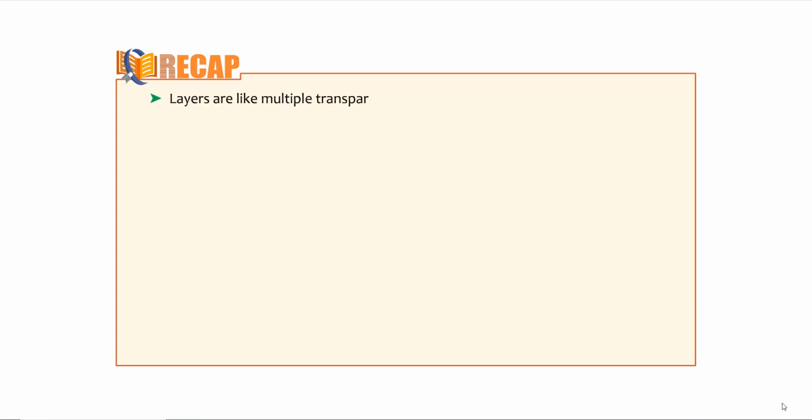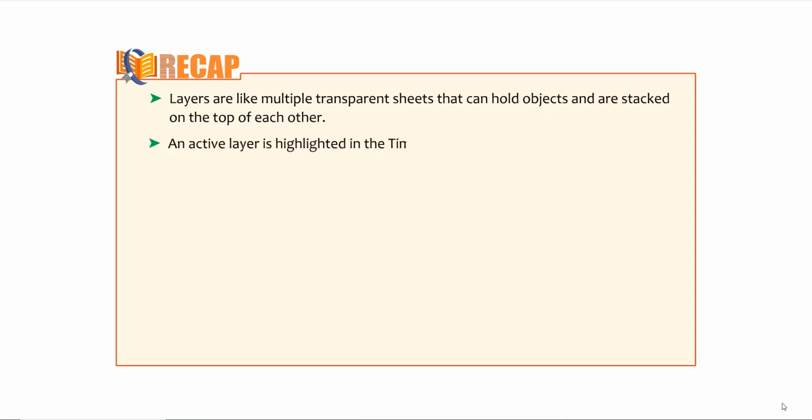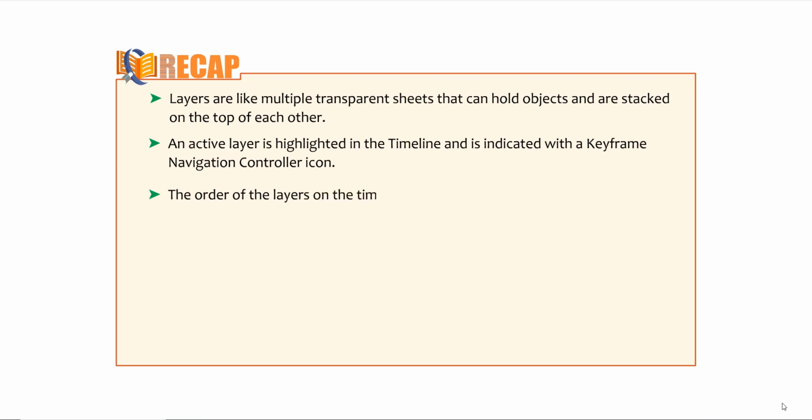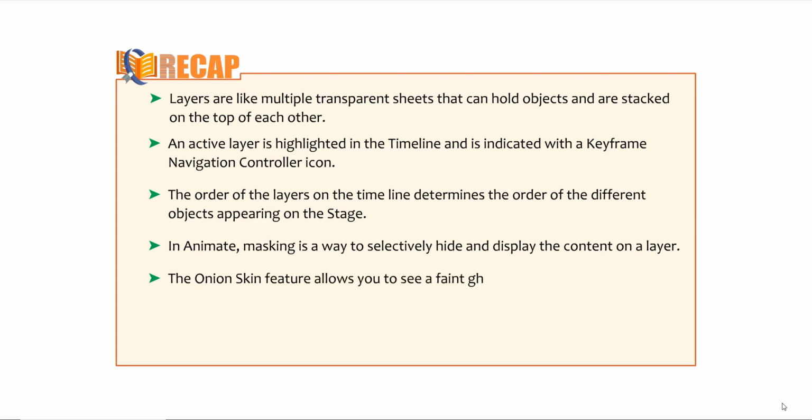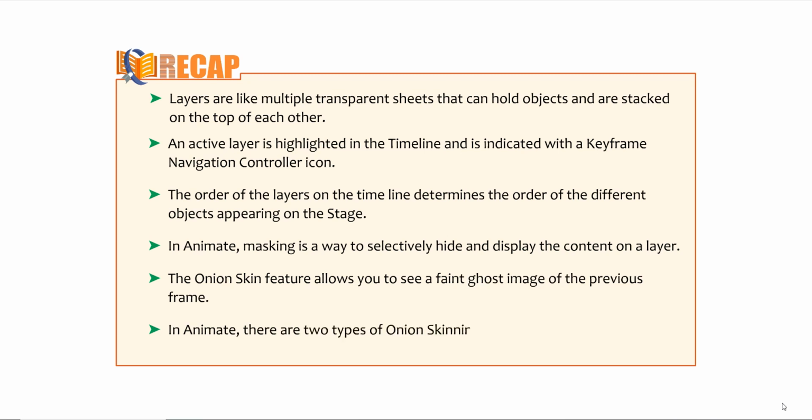Layers are like multiple transparent sheets that can hold objects and are stacked on the top of each other. An active layer is highlighted in the timeline and is indicated with a keyframe navigation controller icon. The order of the layers on the timeline determines the order of the different objects appearing on the stage. In Animate, masking is a way to selectively hide and display the content on a layer. The onion skin feature allows you to see a faint ghost image of the previous frame. In Animate, there are two types of onion skinning: onion skin and onion skin outlines.